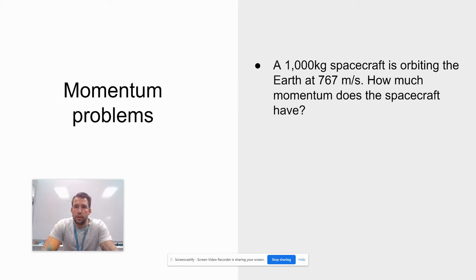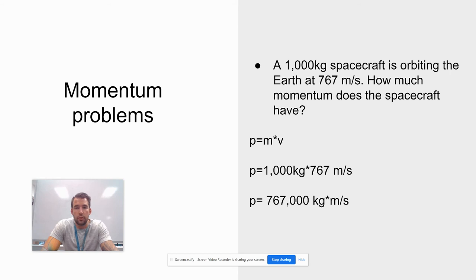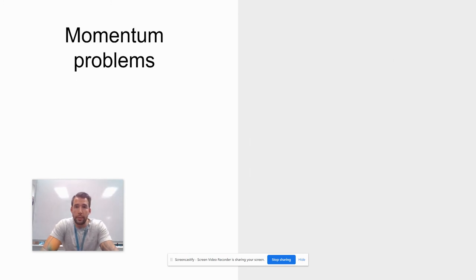We have a 1,000 kilogram spacecraft that is orbiting the Earth at 767 meters per second. How much momentum does the spacecraft have? Well, just using our P equals m times v, we're able to plug in our mass and our velocity, and we're going to get a momentum of 767,000 kilogram meters per second. Pretty basic question. We can manipulate this around as much as we want. You can solve for mass, you can solve for velocity. You just have to change your original equation a little bit.